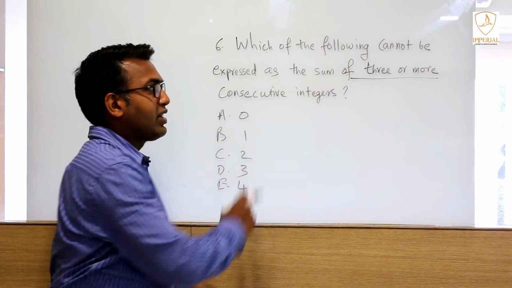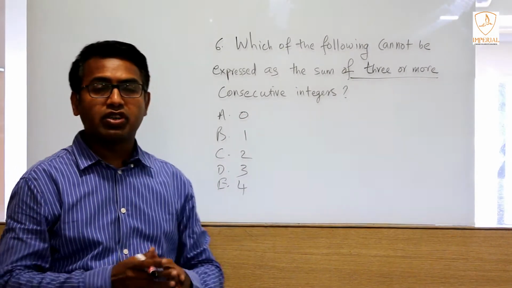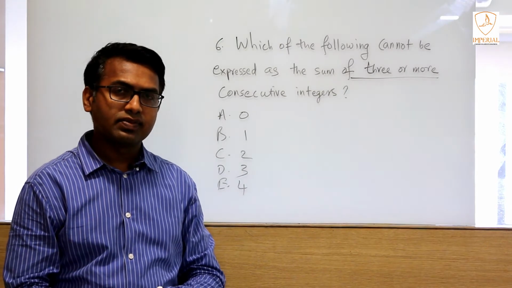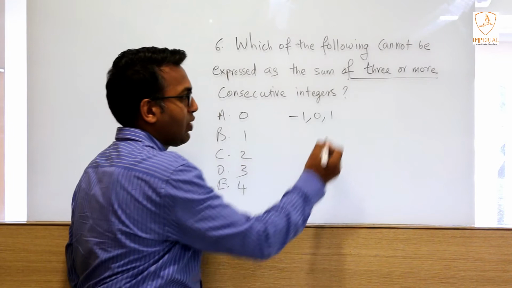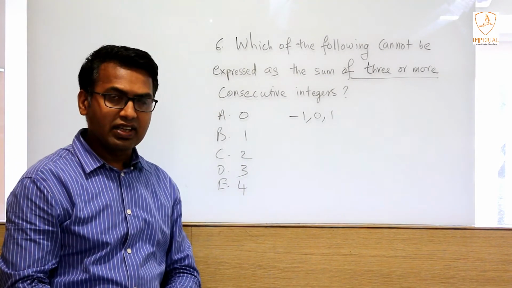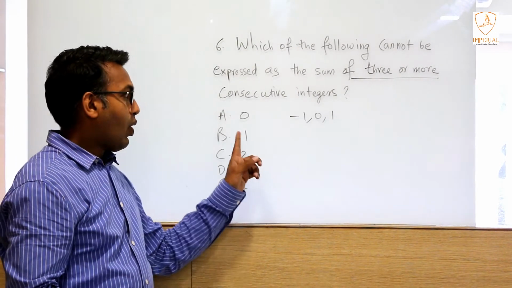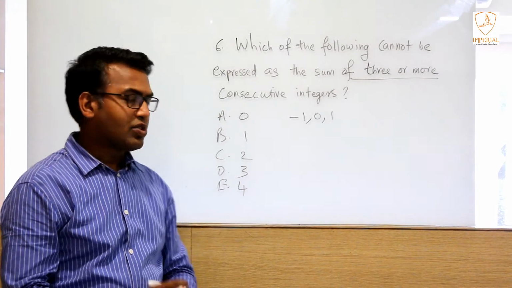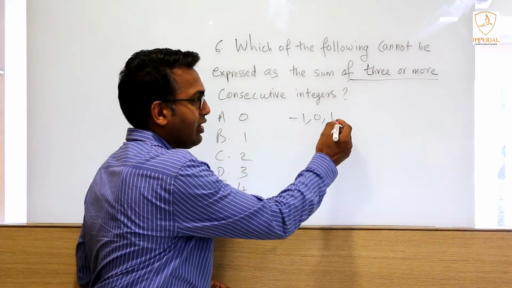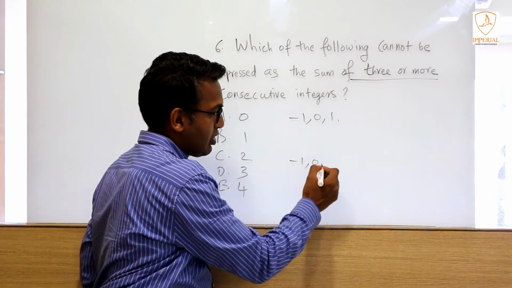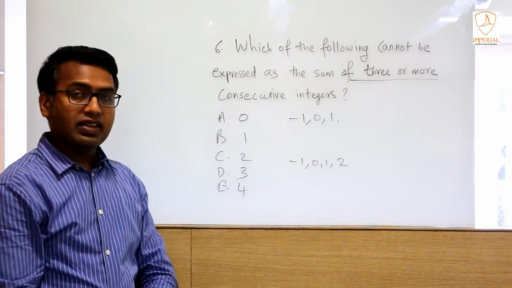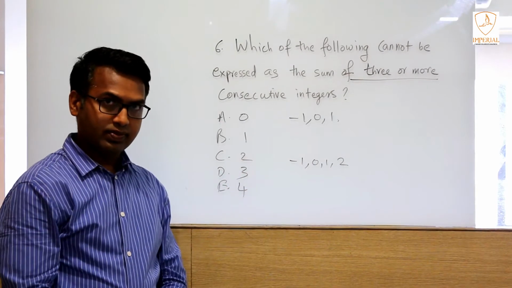Can I make 0 as the sum of 3 or more consecutive integers? Yes, you can, because you can say -1, 0 and 1. So if you add these 3, you get 0. 1, can you make it 1? So suppose now I add over here 2, okay, but then I'll get a sum of 2. So -1, 0, 1, 2. If you add these 4, you're going to get a sum of 2.